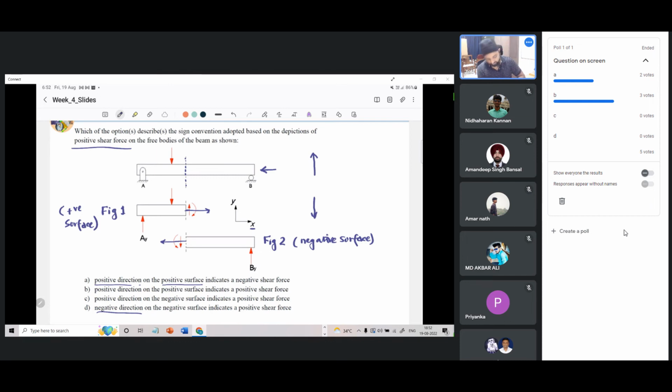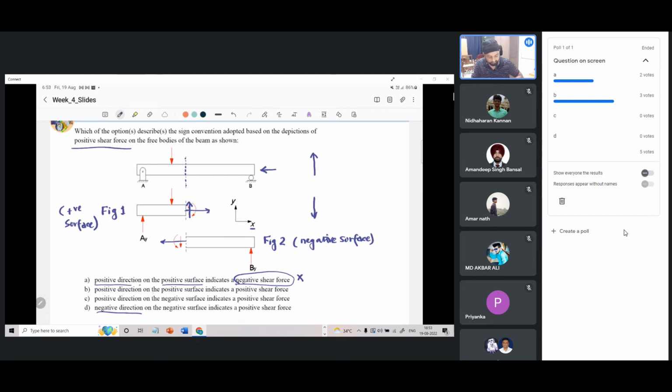So in the question, it has been given that positive shear force were depicted. Now the first option, positive direction in the positive surface. Positive surface meaning figure 1. In figure 1, positive direction, does that indicate a negative shear force? Question says that it is positive. So A is not the correct answer.